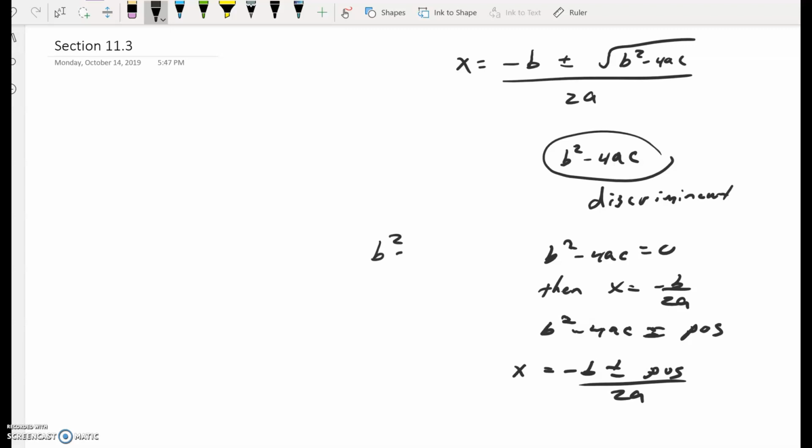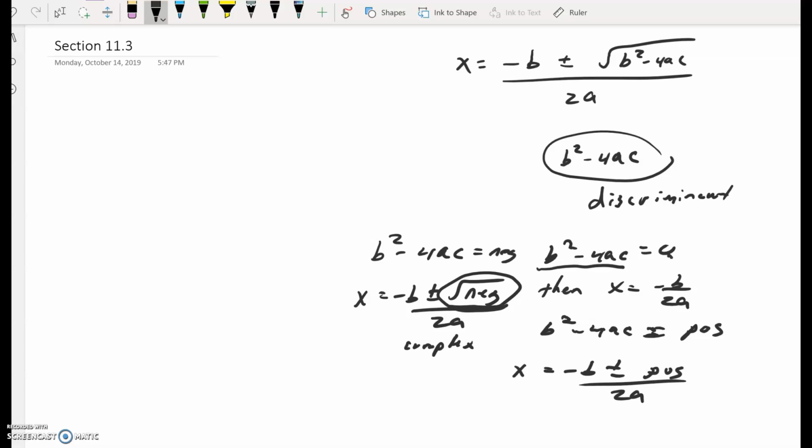And what happens if b squared minus 4ac is less than 0, or equals a negative number? Then x equals the opposite of b plus or minus the square root of a negative number, all over 2a, and this gives you imaginary values. So these will be complex solutions with imaginary numbers. When the discriminant's 0, you get one regular solution. When the discriminant's positive, you get two real valued solutions. When the discriminant is negative, that's when you get complex solutions.